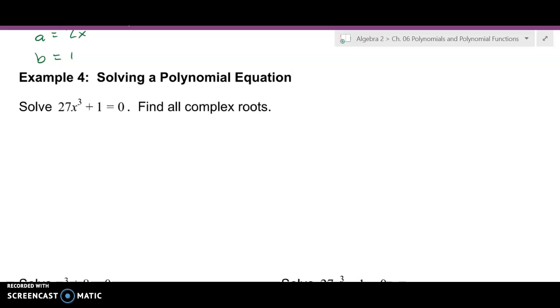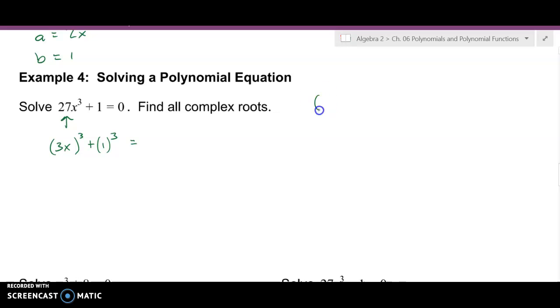All right, so now we're going to take these things one step further and actually apply those formulas to equations and solve them. So again, you're looking to write that as something cubed plus something cubed. The cube root of 27 is 3, so it's just 3x to the third power. And the cube root of 1 is just 1. So I'm going to write it like that.